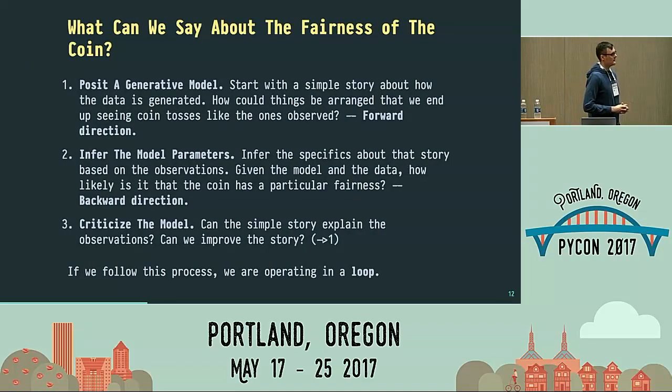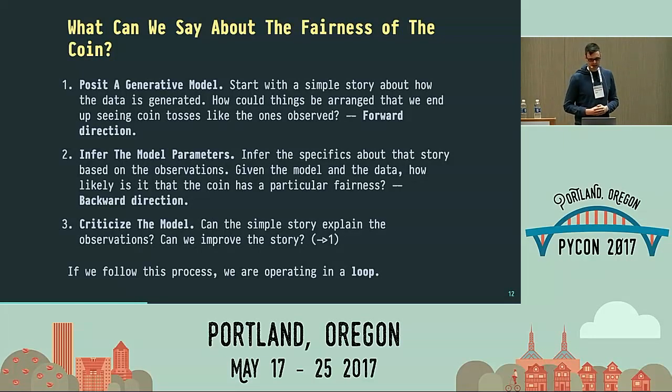So in Edward, you get help by basically following 3 steps. If you want to ask what we can say about the fairness of the coin, the first step is you posit a so-called generative model. That is, you start with a simple story that tells you how the data that you got could have been generated. In other words, how could the universe be arranged so that you end up seeing these coin tosses, like in the previous slide?